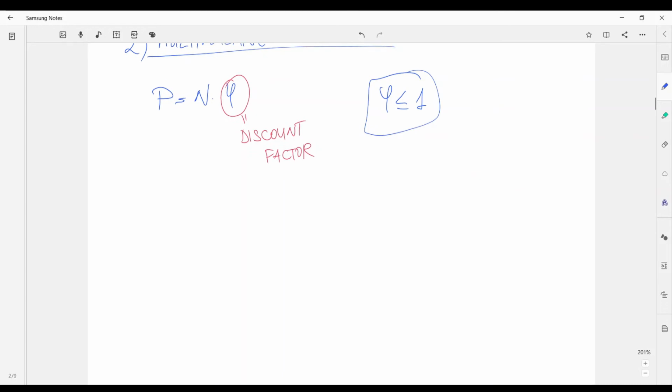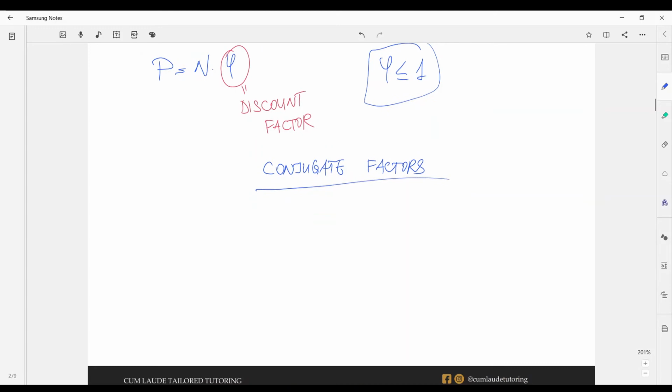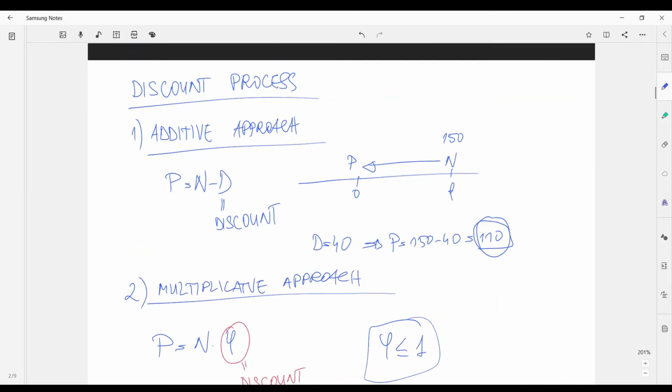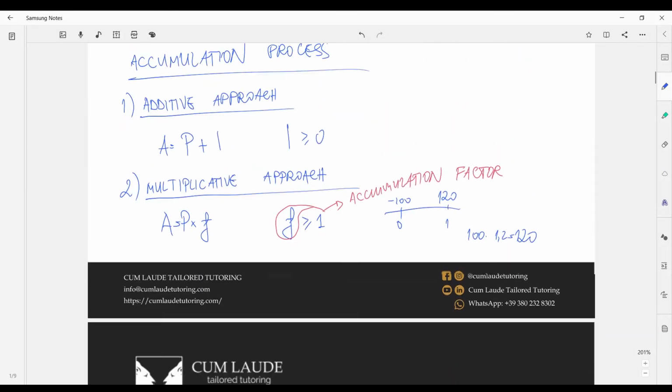I would like to mention here one more thing, and that thing is called conjugate vectors. It's a definition that makes a connection between the accumulation factor and the discount factor. So let's speak about this. In the accumulation process, we said that A is equal to P times F, and I'm going to call my accumulation factor F of T, meaning what? It's a function of time, which was also obvious from the timelines that we drew in the beginning.